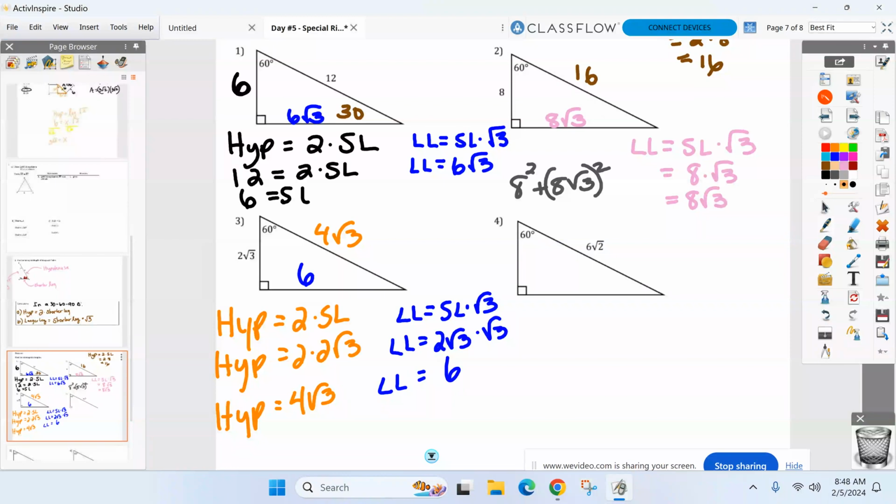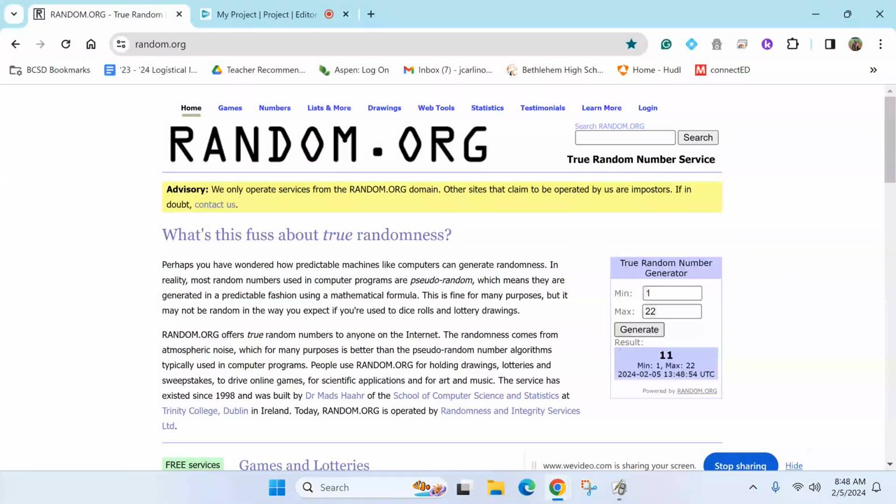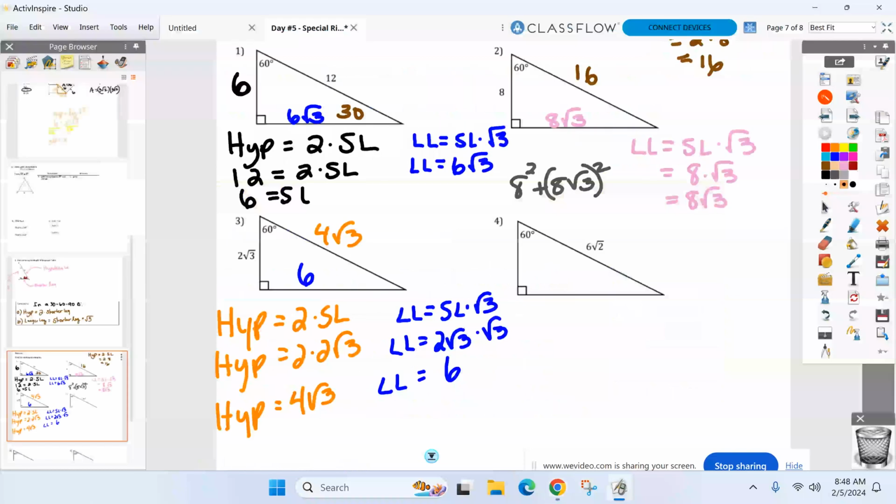Okay, what did I give you in 4? Makai, what did I give you in 4? Okay, you got no choice now. You got to write the hypotenuse rule. The only time you got a choice is when I know the shorter leg. So hypotenuse equals shorter leg times radical 2. Substitute in 6 radical 2.